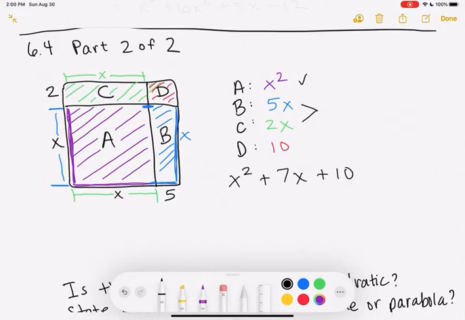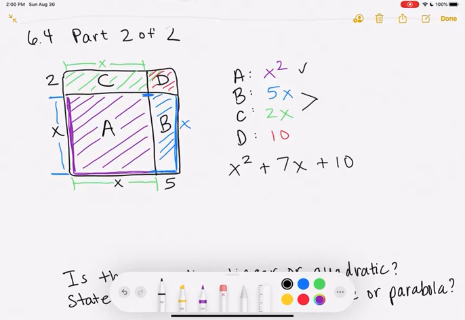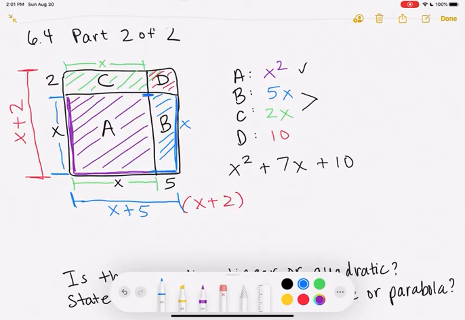Now let's look at this diagram a different way. Say this whole side over here, that's an X plus that length of 2, right? So I could also write that as X plus 2, right? Now across the bottom, I could write that a different way, as X plus 5. So really, if I wanted to find the area of the whole diagram, a different way to look at it would be X plus 2 times X plus 5.